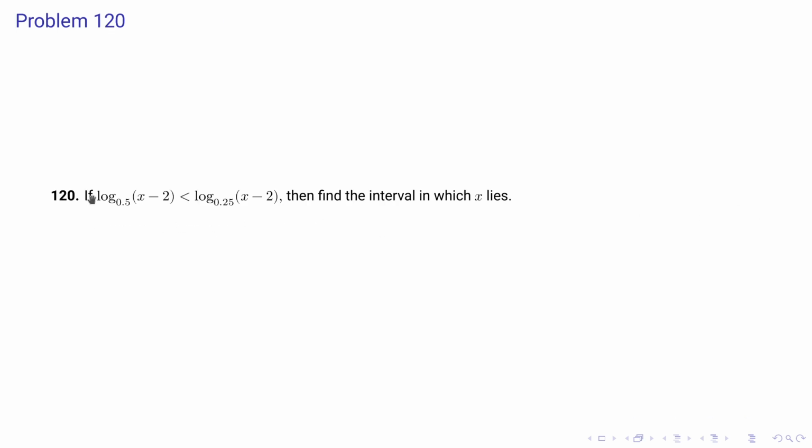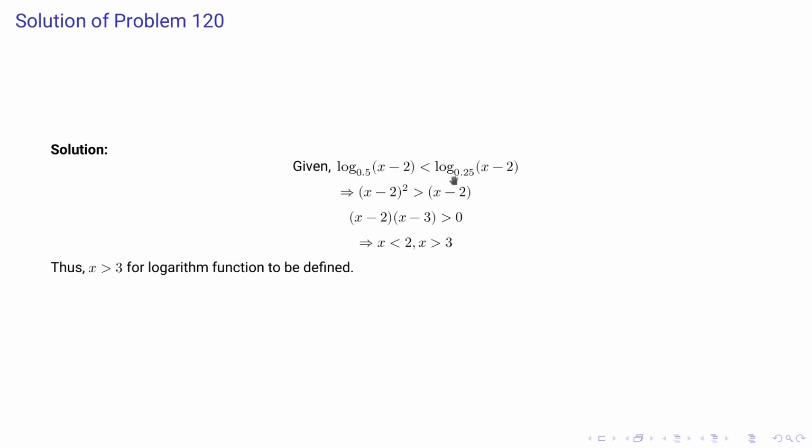Problem 120 says that if log of x minus 2 with base half is less than log of x minus 2 with base a quarter, then find the interval in which x lies. So you observe that 0.25 is 0.5 square. So we can write that (x minus 2) whole square greater than x minus 2. The sign of logarithm is reversed because the bases are less than 1. So once we have this, we can write that (x minus 2) into (x minus 3) is greater than 0.